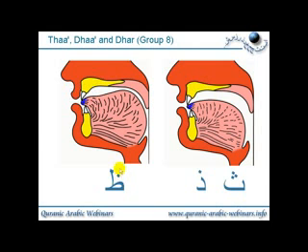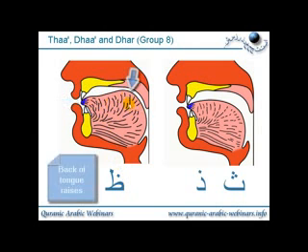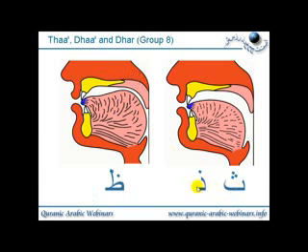The other one is the letter dho, dho, which again you apply a bit more pressure on the tongue at the front, and the back of the tongue will lift. So we have the letters tha, dhal, and dho, and that was group 8.